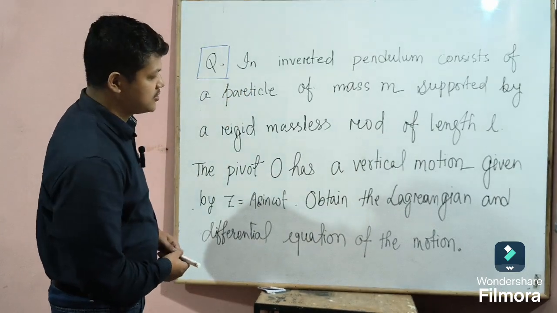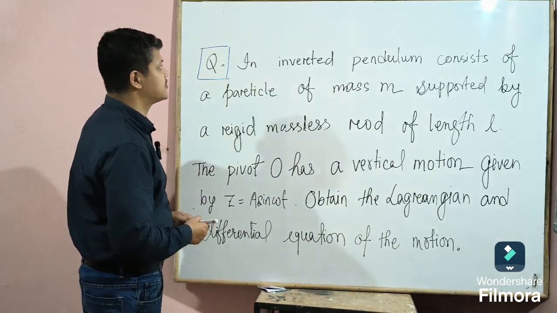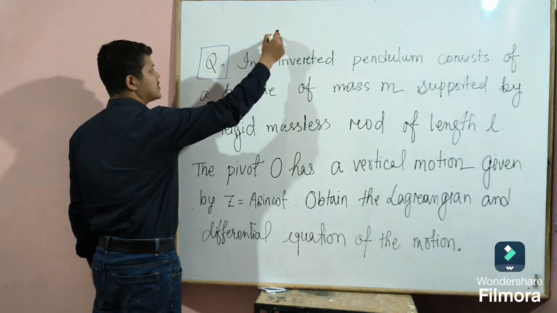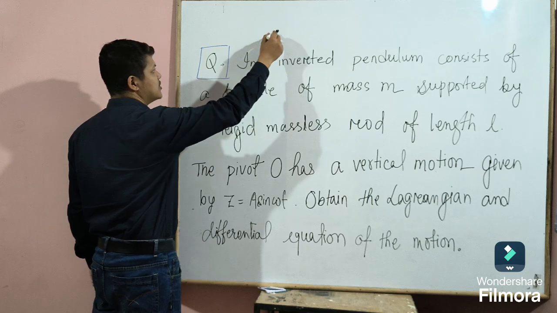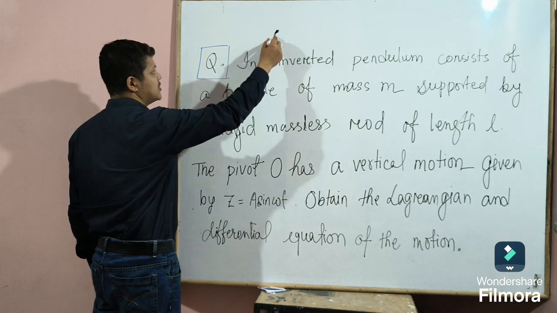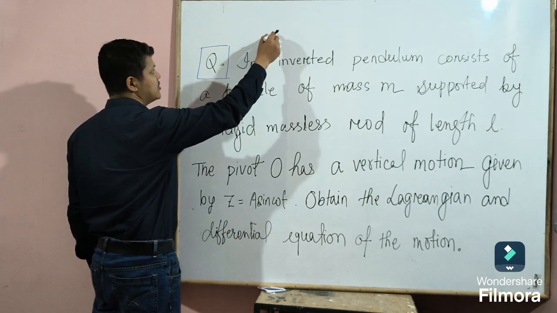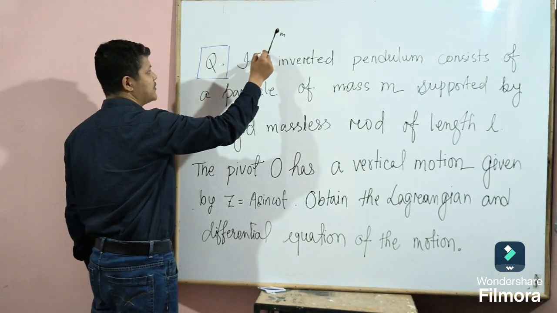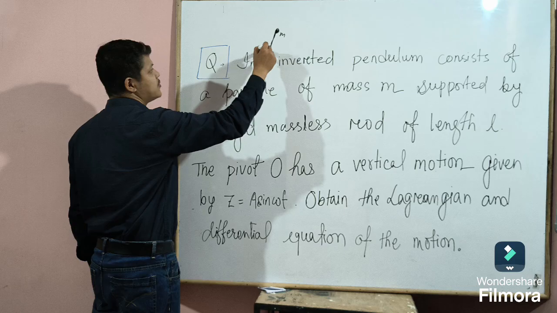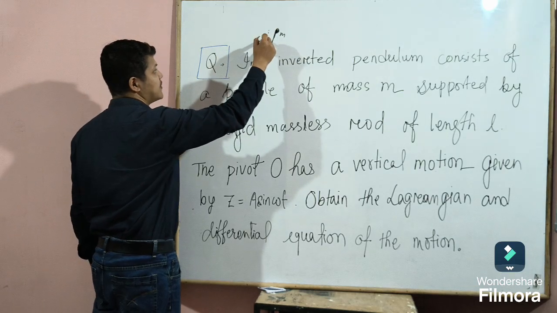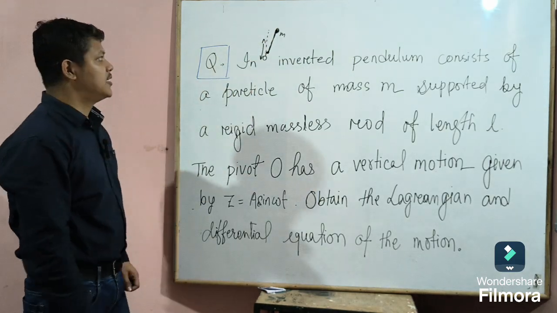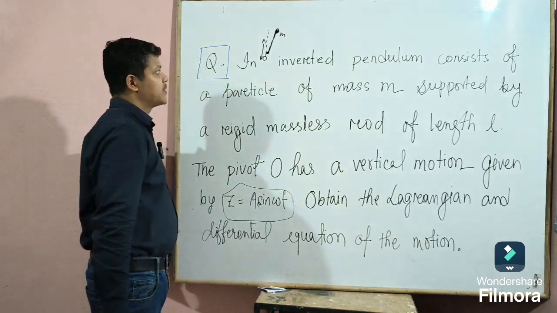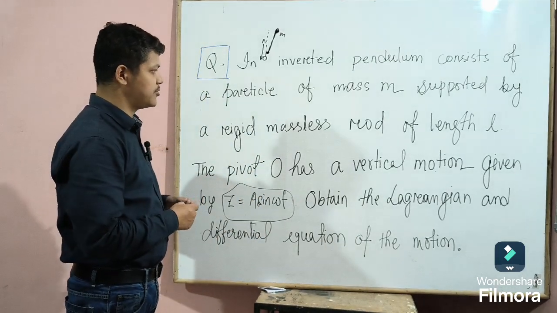Now here you see, according to this question, a particle is supported by a rod, this rod, and this is the pivot point. This is the mass m, and this rod is fixed at this point. This is O, suppose, and this point also has a vertical motion up and down like this, which is represented by this equation. Now let me show you how to answer this question.